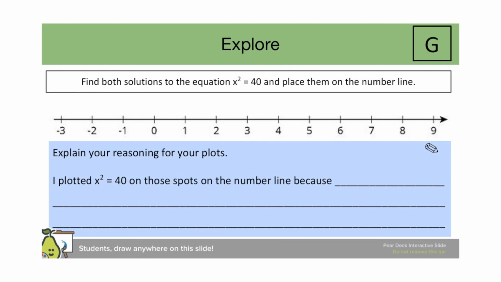Now students are asked to find both solutions to the equation x squared equals 40 and place them on the number line. The square root of 40 would fall between 6 and 7 on the number line. X equals square root of 40. So that means conversely, negative square root of 40 would fall between -7 and -6 on the number line. Only one plot would be available on this particular number line.